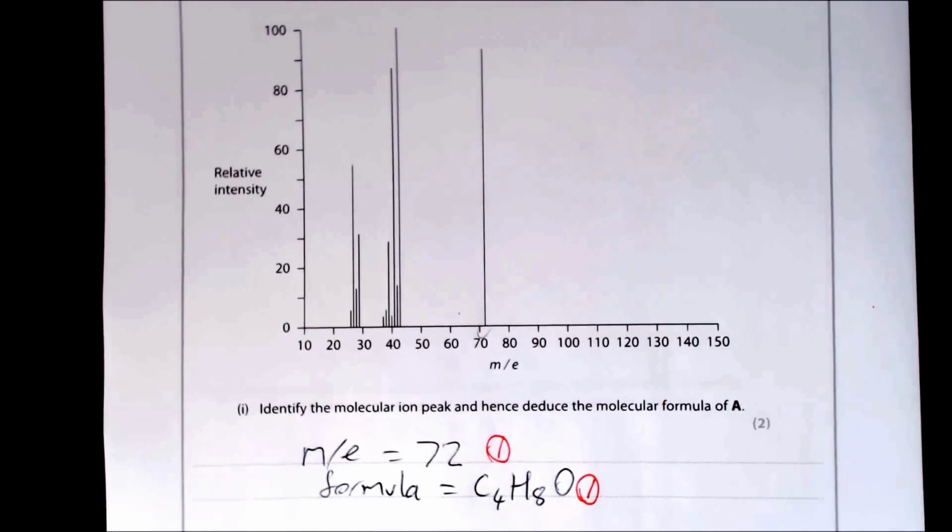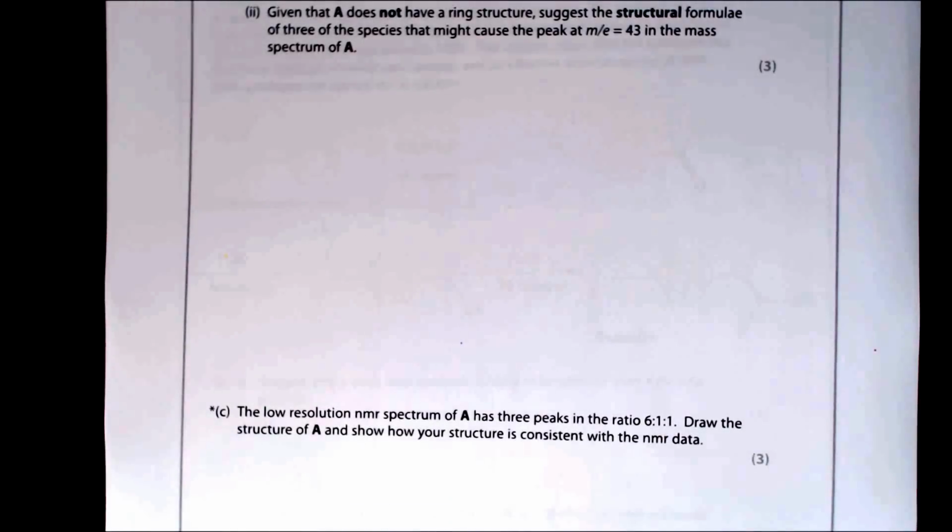Okay, right on to the next section. The next part of the question, should I say? Okay, so we have part 2. It says, given that A does not have a ring structure, suggest the structural formula of 3 of the species that might cause a peak at m/e 43 in the mass spectrum of A. Right. So we're looking for basically fragments or bits of this molecule that we can break. And the bonds that we're breaking, remember, are the C-C bonds. They're the ones which are the weakest ones. So we're looking for fragments where we're breaking this C-C bond.